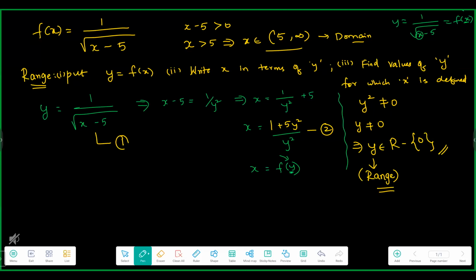See, I'm going to frame a question now. I'll frame a question. F of x is equal to square root of x square minus 4. Okay. F of x is equal to square root of x square minus 4. Find the domain and range of this function. Okay. So listen to this carefully. I'll solve it.